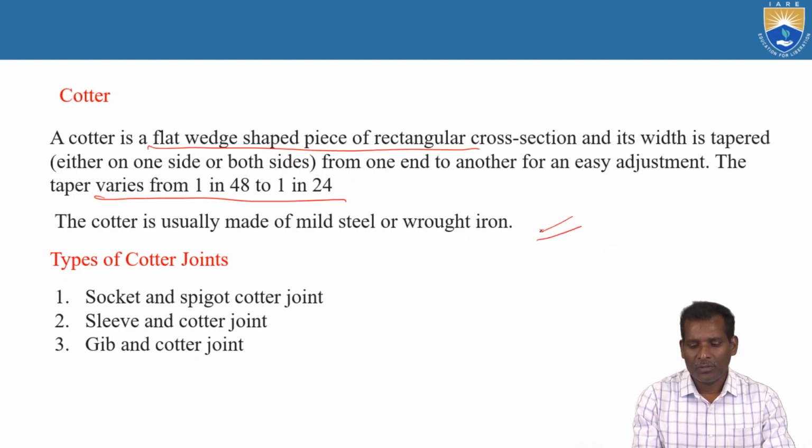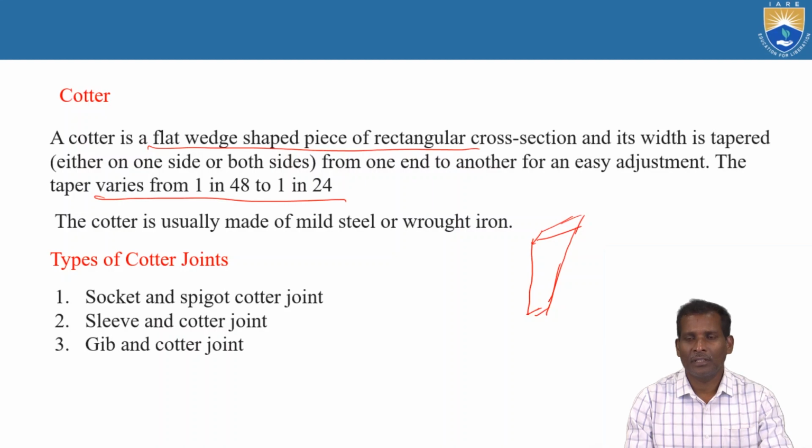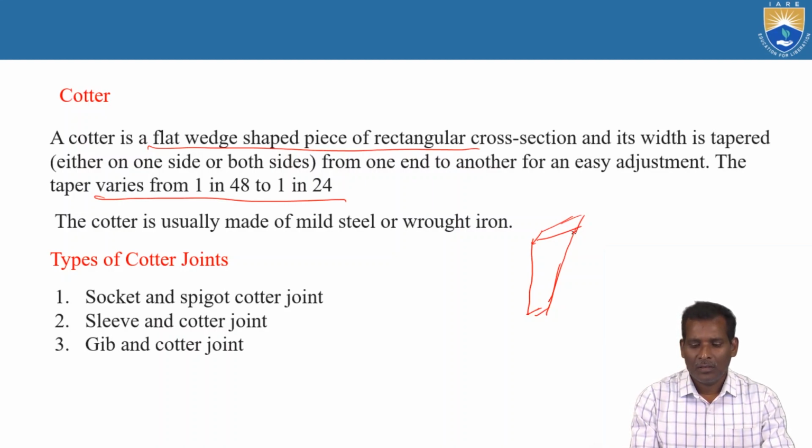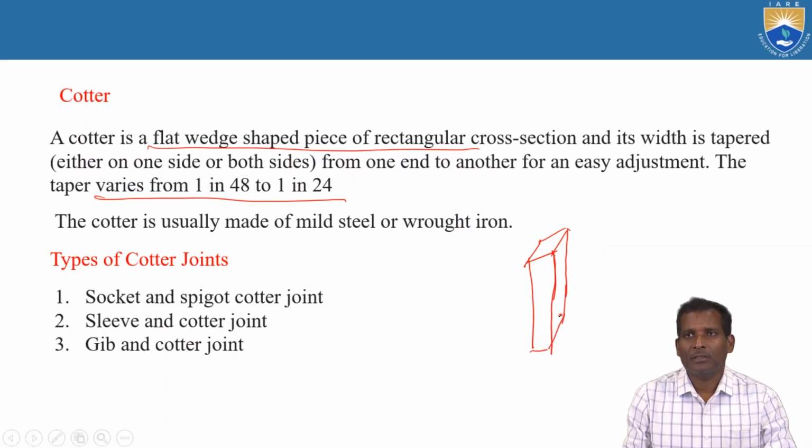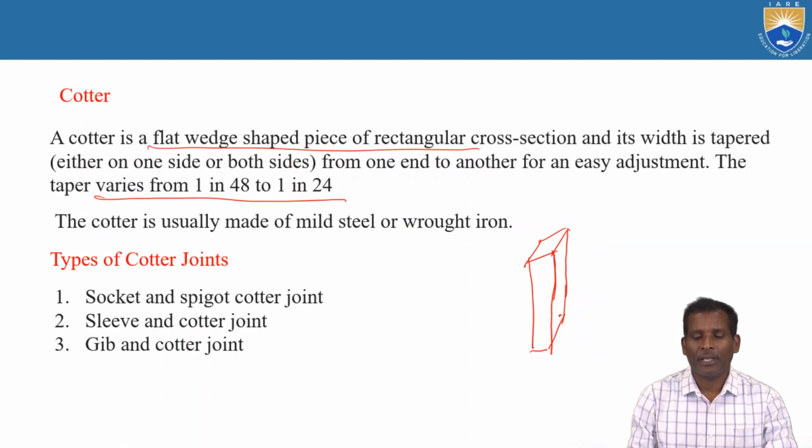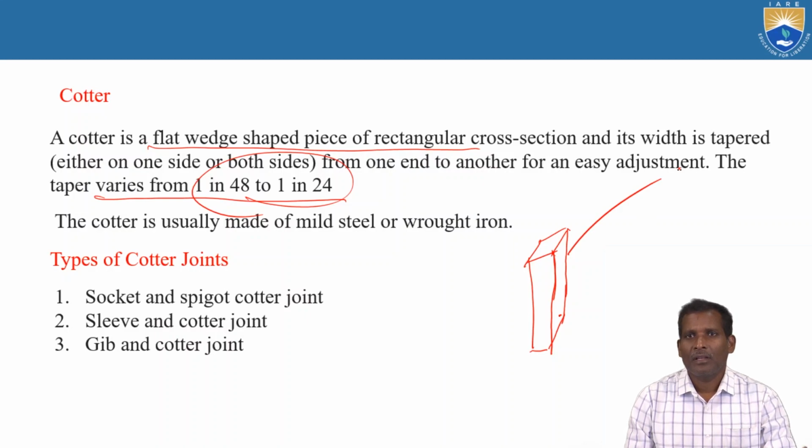I will show you a diagram also. The Cotter, a 3D diagram. The taper varies from 1 in 48 to 1 in 24. Actually it is a rectangular piece. Generally the material is mild steel or wrought iron.